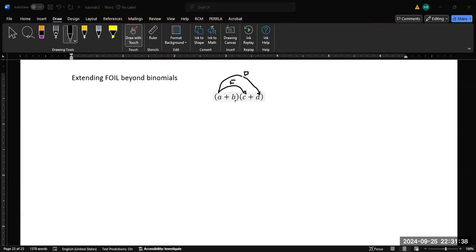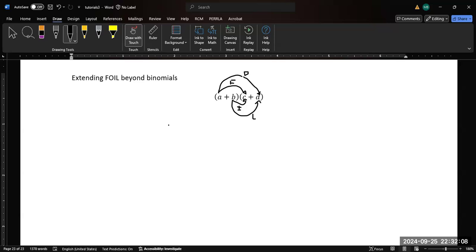And then inner, you're going to take the second component of the first binomial and multiply it by the first component of the second binomial. So that's our I. And then the second component of the first binomial times the second component of the second binomial, that's the two last terms. So that is our L. So that's what FOIL stands for.